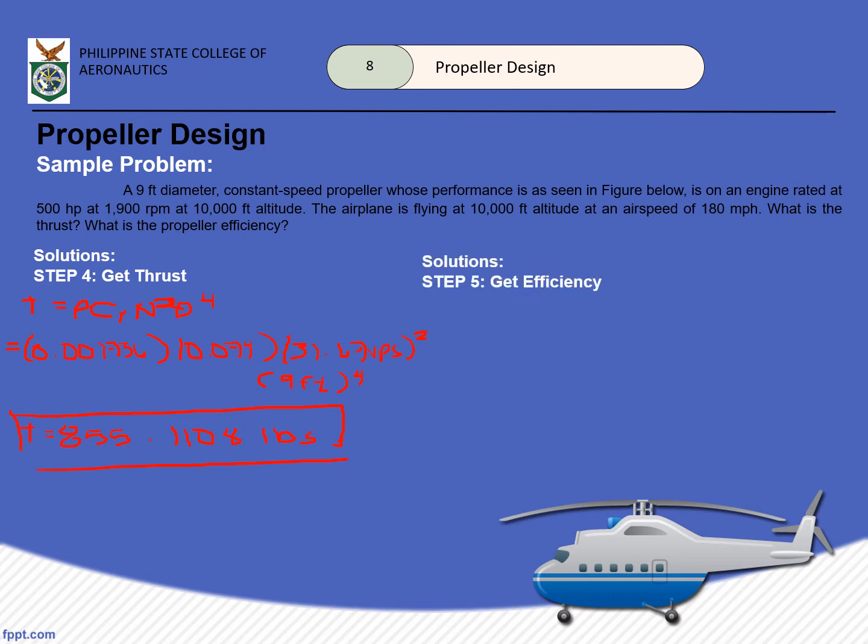Our next step is to get the efficiency, since we have pretty much solved 50% of what is required of the problem. We have our thrust already. We only need to get the efficiency. What formula will we use for efficiency? It is the advance ratio multiplied by our thrust coefficient over our power coefficient, since we already have those three. That would give us, again, our advance ratio of 0.93.